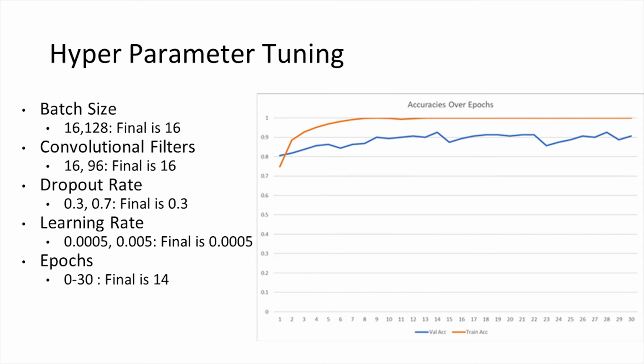For our hyperparameter tuning, we varied the batch size, number of filters in our convolutional layers, dropout rate, and learning rate. By storing the accuracy after each epoch was run, we were able to just run 30 epochs and determine at which point we saw the best results.